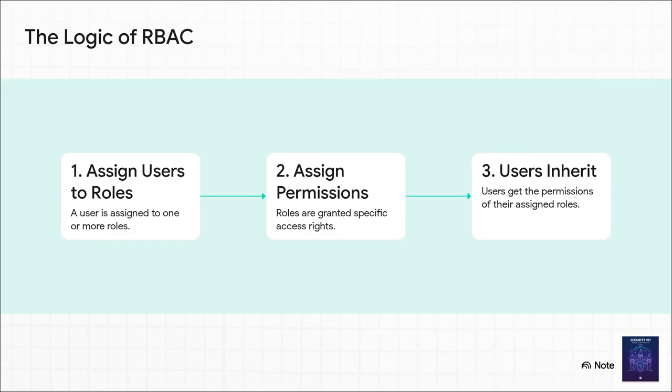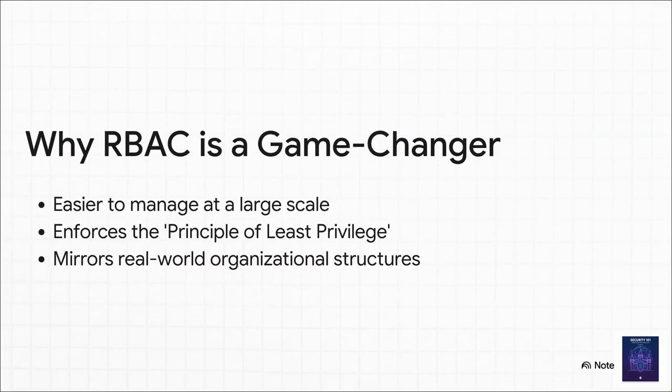First, you assign users to a role, like accountant or manager. Second, you give the role permissions, like can view financial reports. And third, the users automatically inherit all the permissions from their assigned role. That's it. It's clean, simple, and it scales incredibly well. And this was an absolute game changer for big companies.